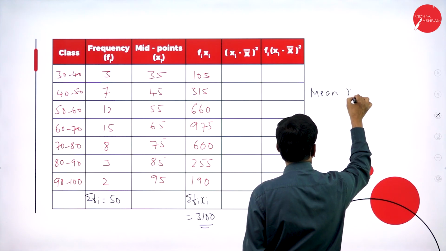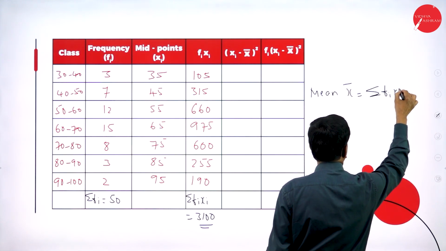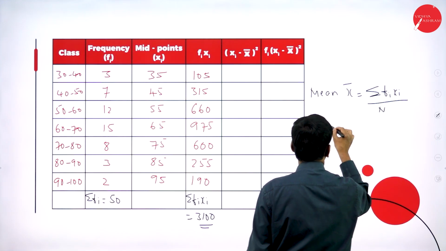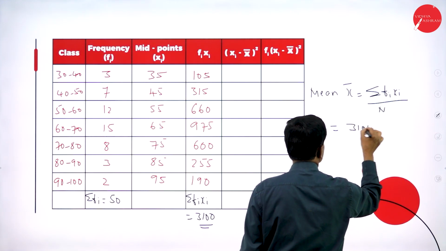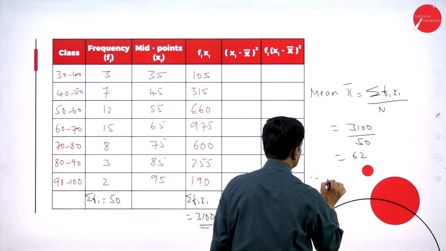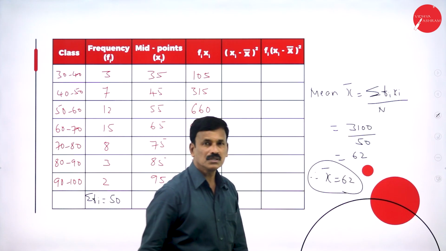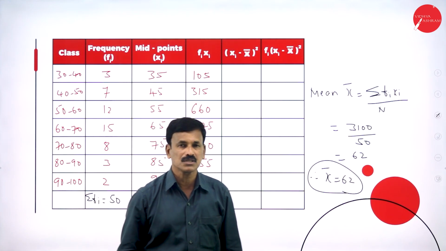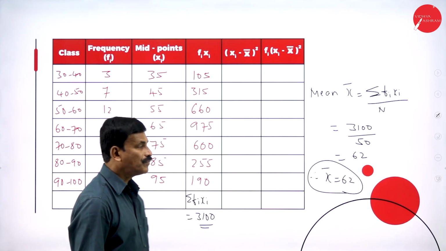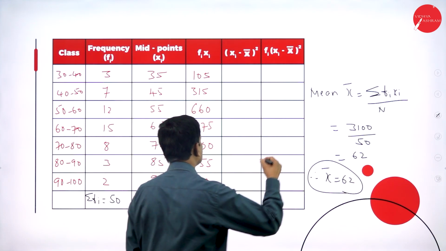So the mean x bar is equal to sigma fi xi divided by n. Sigma fi xi is 3100 divided by 50, that's equal to 62. So therefore x bar, the mean, is equal to 62. Hope you followed.